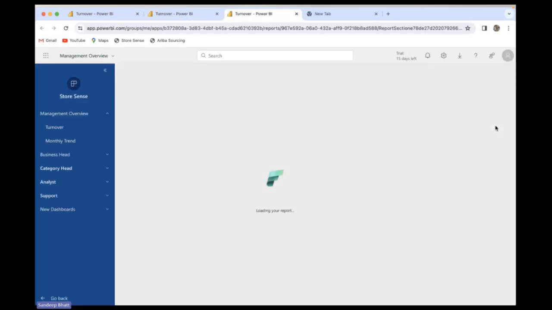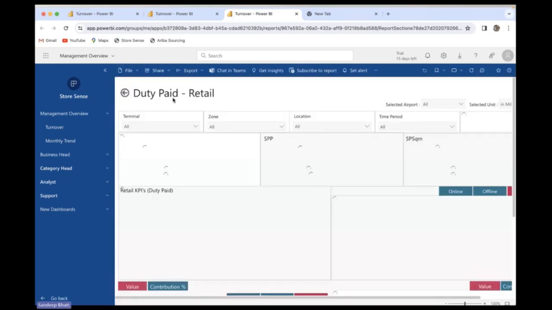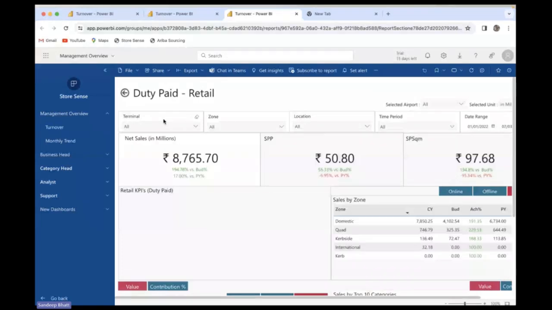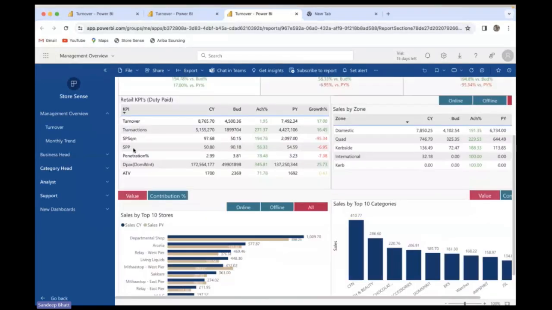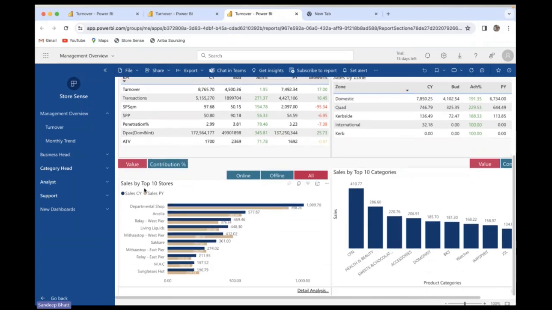Retail sales, duty paid retail. Again, I can filter by terminal, zone, location, time period, and date. These are the important KPIs for me to map. I have sales by zone, then the top 10 stores, and sales by the top 10 product categories.